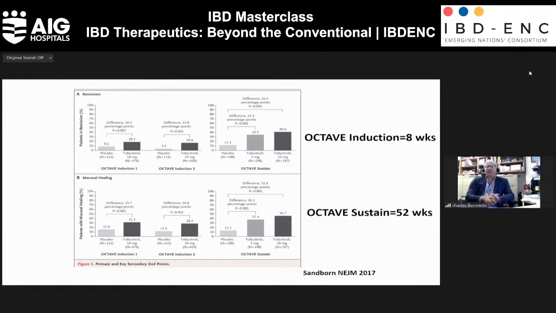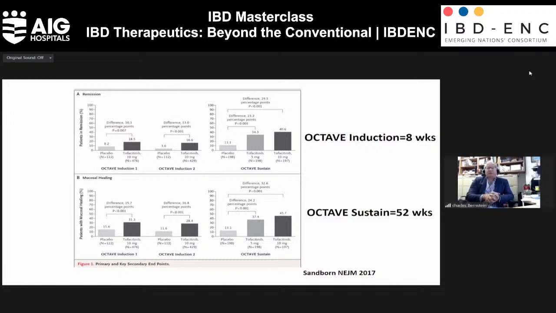Whether it was 5 or 10 milligram dosing twice daily, it was 35 to 40% compared to 11%, which is a delta of about 25 to 30 points. And, you know, that's a number needed to treat of 3 to 4, which is very good amongst our new therapy data. You can see for mucosal healing, the OCTAVE induction data also looked very good.